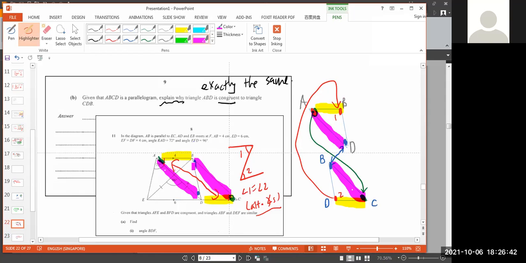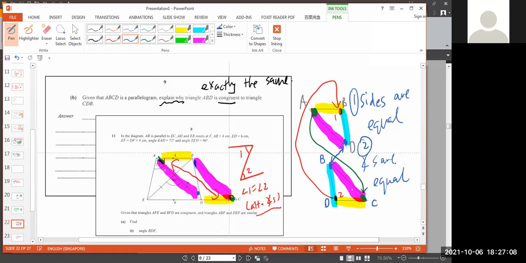Then can you see that this side BD is common? Now BD, and then BD is common. It's the same thing. So I have proven that the sides are equal, number one, and then the angles are also equal. So can I say they are congruent? The sides are equal, the angles are equal. Can I say that they are exactly the same? Yes, they are congruent.